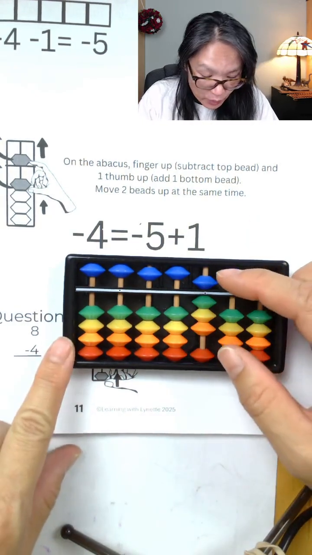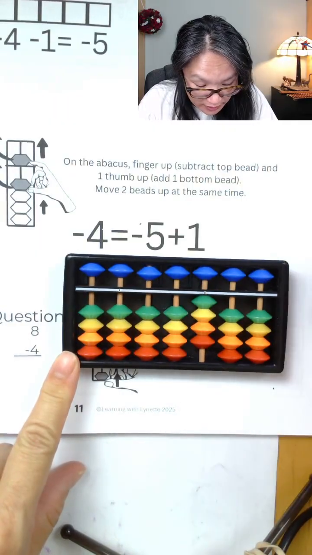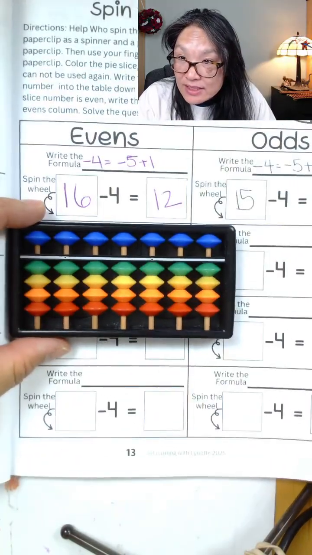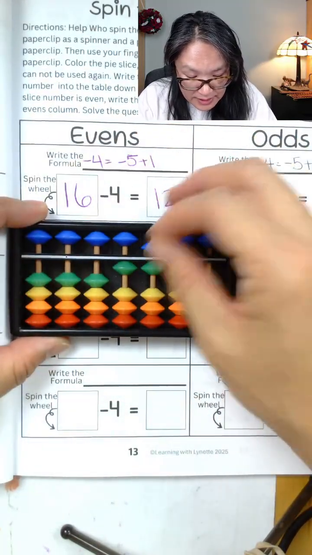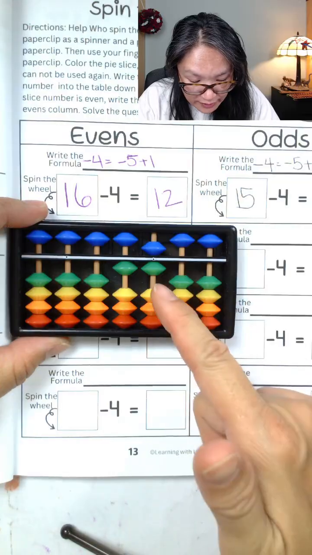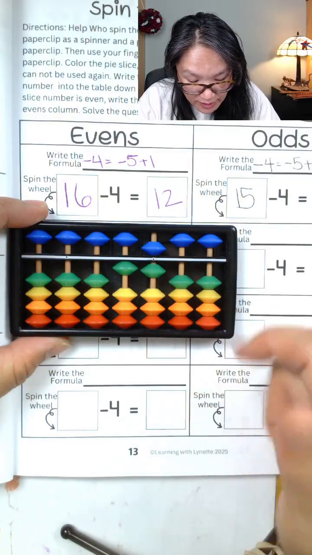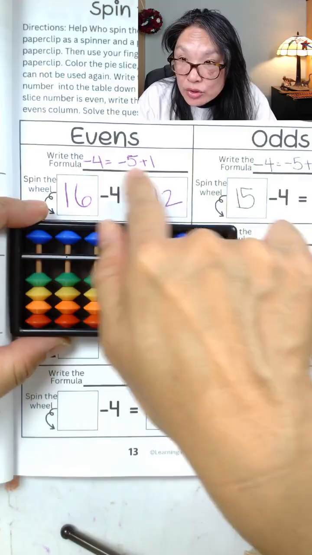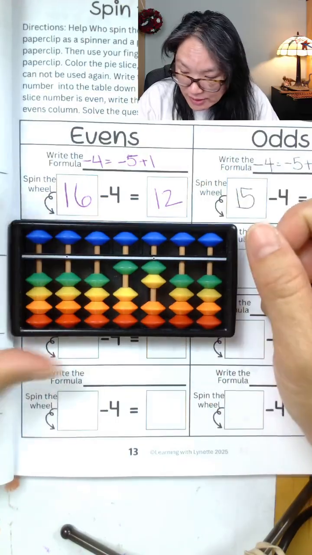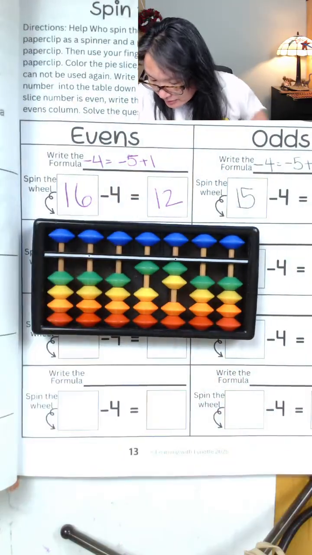We know how to add, so we know how to subtract. So if I do the same thing, if I have 16 on my abacus and I want to take away 4, I don't have enough beads to take away 4. I only have 1 to take away. So what do I do? I need to utilize my 5. I minus the 5 plus the 1, and I go up together at the same time. Does that make sense?